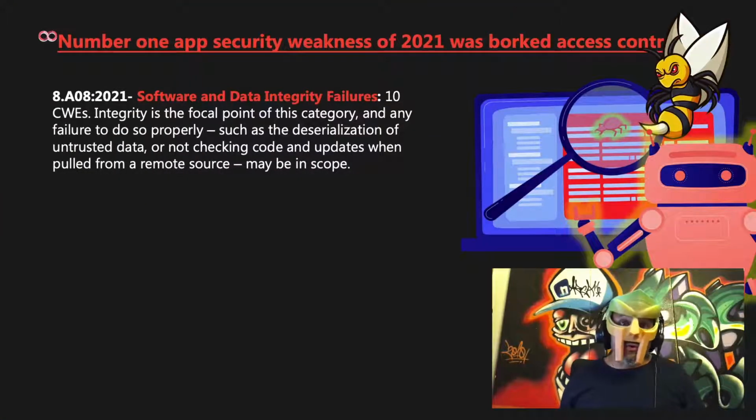Number 8 on the list was software and data integrity failures with 10 CWEs. Integrity is the focal point of this category, and any failure to do so properly, such as deserialization of untrusted data or not checking code and updates when pulled from a remote source, may be in the scope.